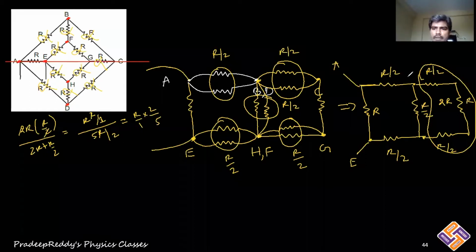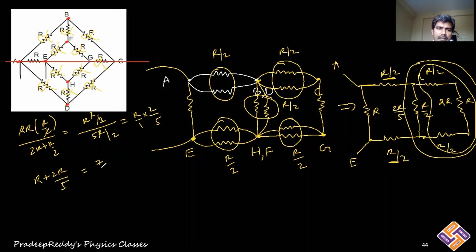What is the effective value till here? The effective value till here will be 2R by 5. And that 2R by 5 is connected in series with this R by 2 and with this R by 2. So I can write it as R by 2 and R by 2 become R. It is R plus 2R by 5, which is equal to 5R plus 2R. It is 7R divided by 5. Till here, what is the effective value? It is 7R divided by 5.